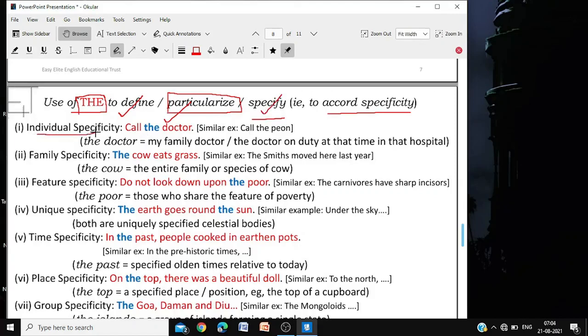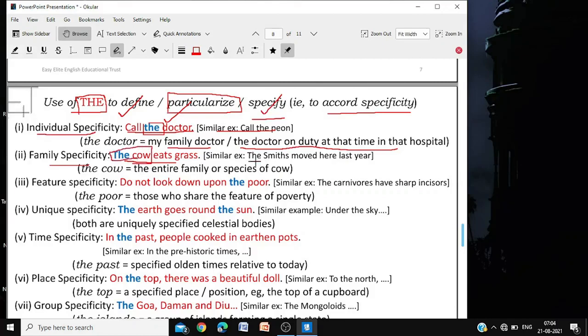Individual specificity. Call the doctor. Similarly, call the peon. Individually, the person is specified as my family doctor, the doctor on duty in hospital at the time. So with the doctor, we specify the individual person. Family specificity. The cow eats grass. The cow is a family or species.